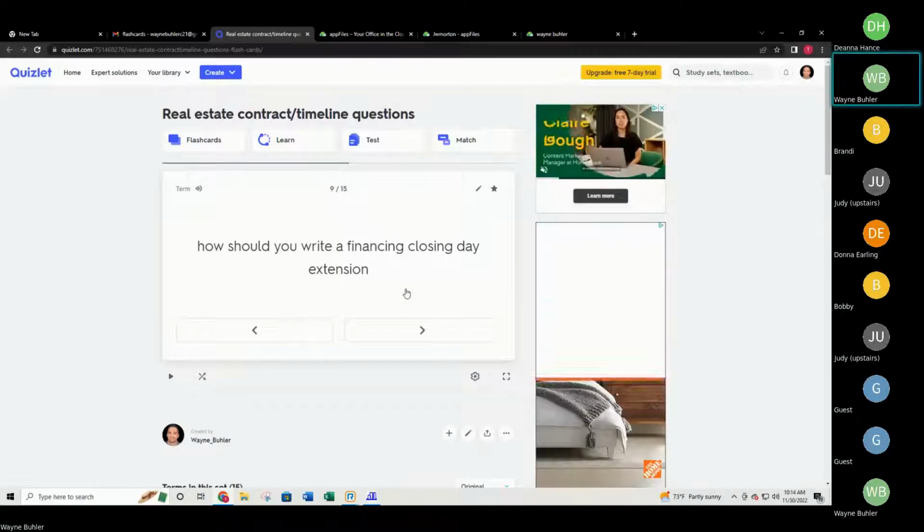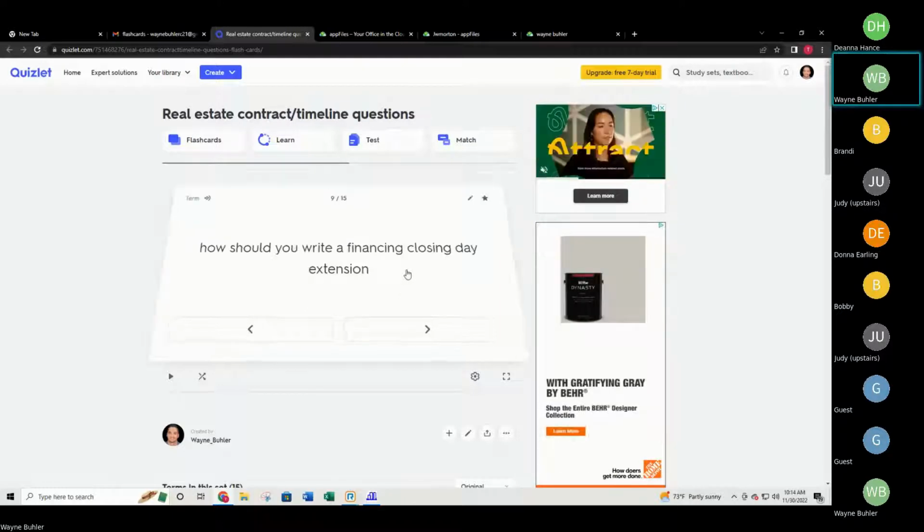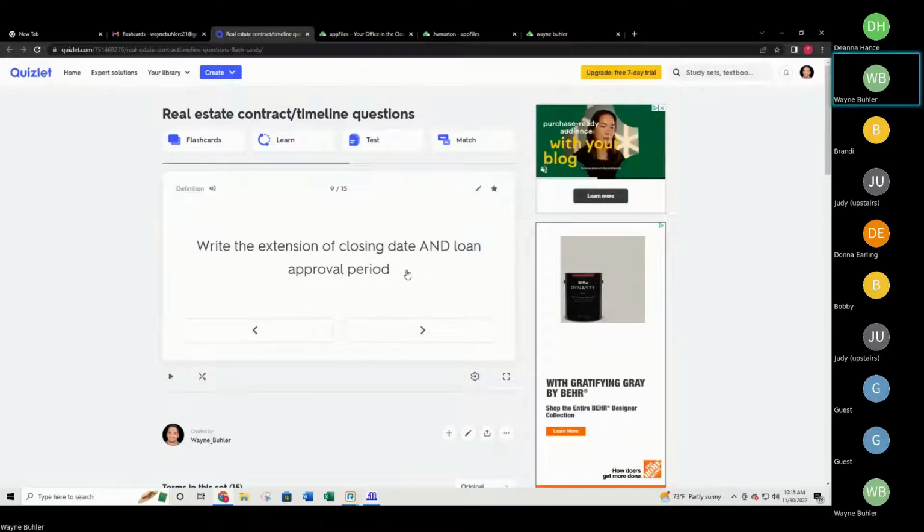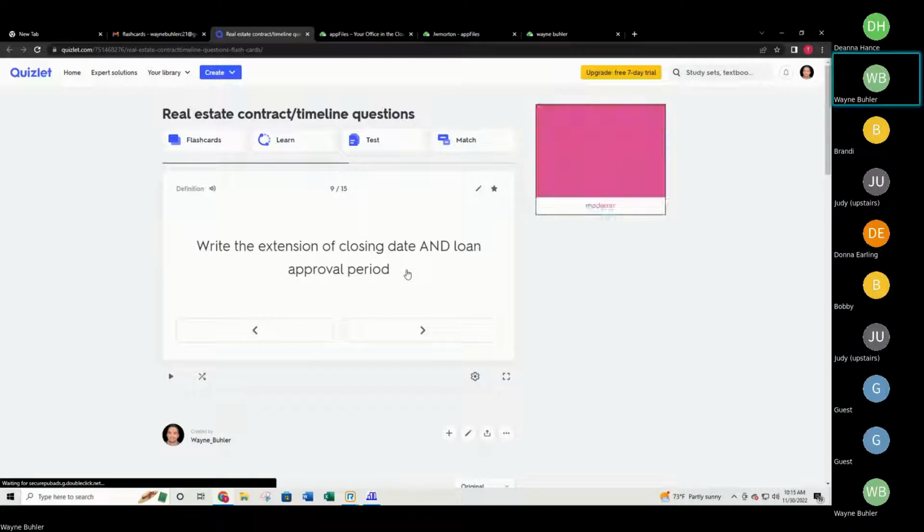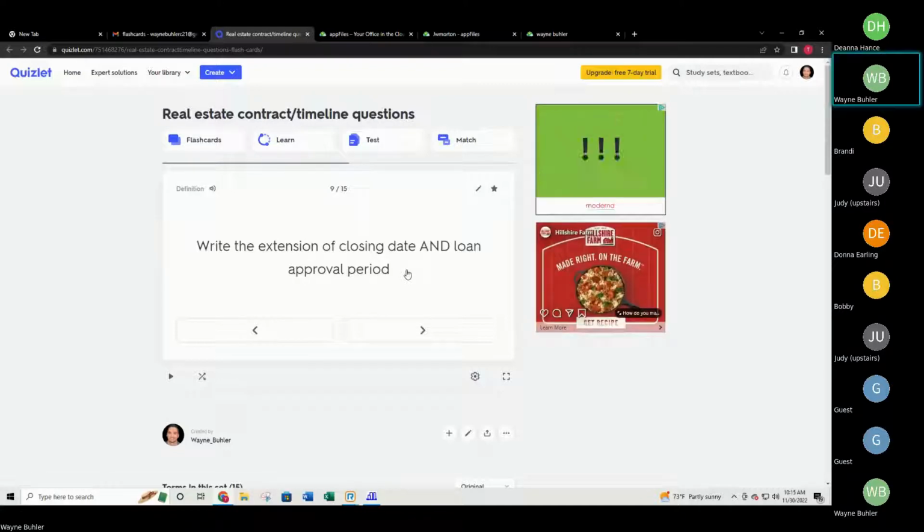Yeah. So that's the part that I want you guys to remember. You're not just extending the closing date, you're extending the loan approval period. If you're writing this addendum, you're representing the buyer. If you're writing the extension of a closing date, please also extend the loan approval period. Buyers always assume that if we're extending the closing date, it's protecting them, because typically we're extending it because a lender needs X document, Y procedure, the appraisal hasn't happened yet, the survey hasn't, all of the above.